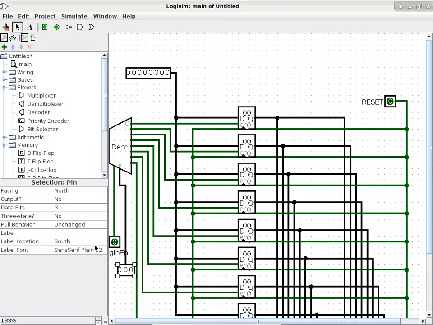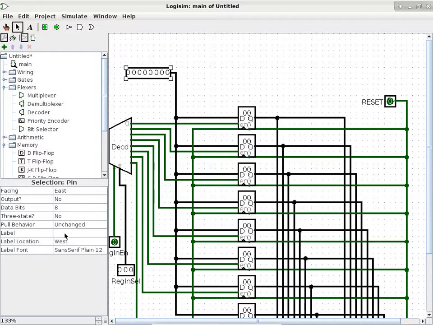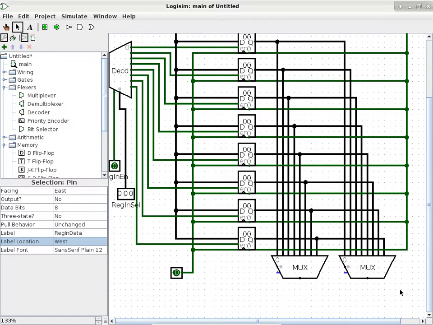Sorry. This one I redo because I didn't save it. Register input selection. There we go. All right. So this is the input port of all the registers. So this is the register input data. Okay. So the input is all done. Now it's time to deal with the output.